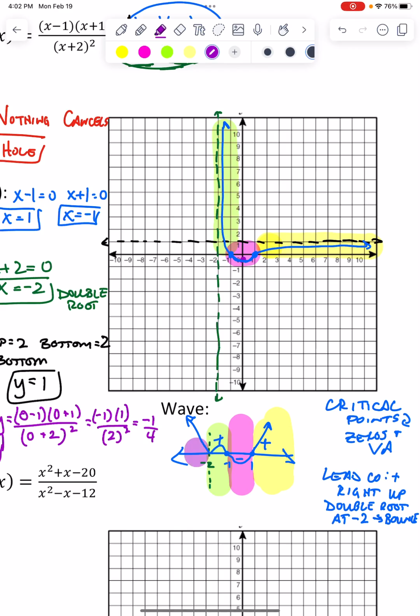And then as we go over here, when we're to the left of negative 2, we want to be positive again. So the only way we're going to stay above that x-axis the whole time is if we're up here. Otherwise, we would cross that x-axis if we went below that horizontal asymptote. So that's what this graph looks like. This one's tough because you got to use the wave and all that stuff, but that's what we're working with, okay?